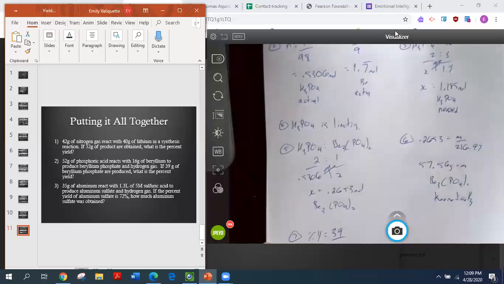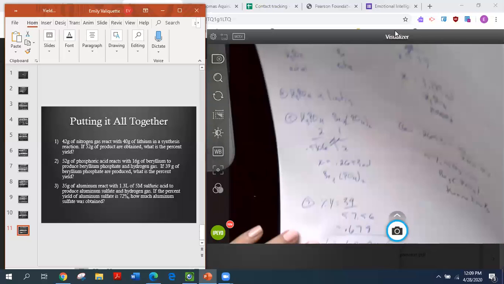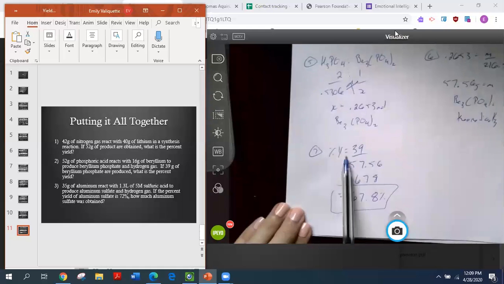And then my last step is to go to my percent yield. I take the 39 grams that I was given in the question divided by the theoretical yield that I just calculated, and then times it by 100, and you should get 67.8%.